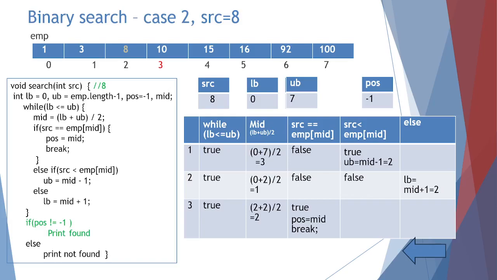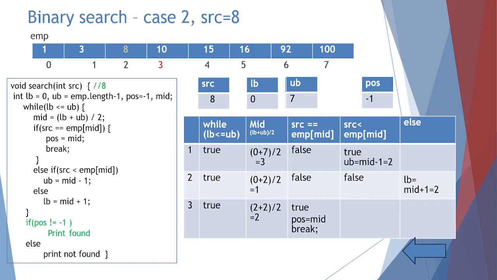If SRC, that is 8, is equivalent to emp of mid, mid is 3, emp of mid is 10, false. Then else if SRC less than emp of mid, see the right side. SRC less than emp of mid is true. Why? Because SRC is 8, emp of mid is 10. So the else if part is true, then UB is equal to mid minus 1.